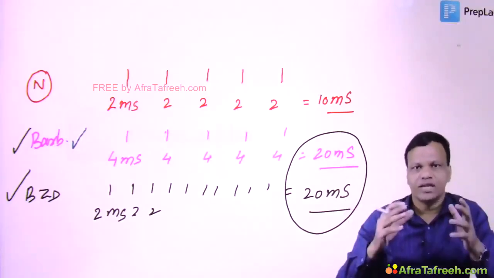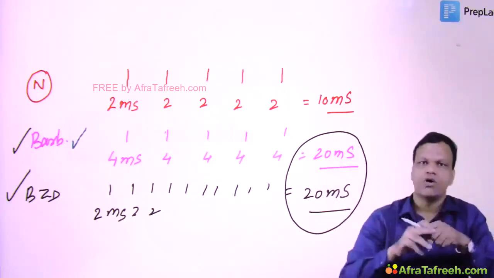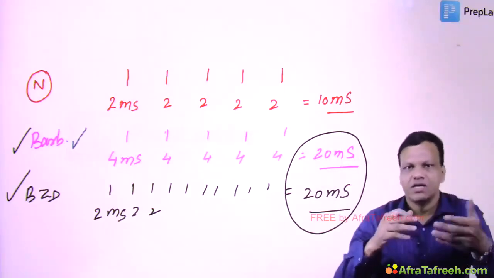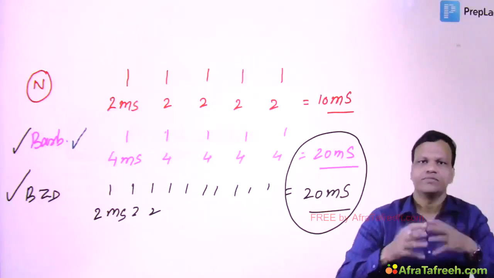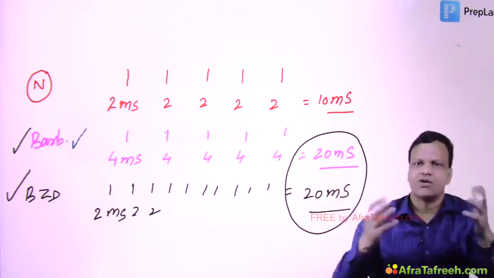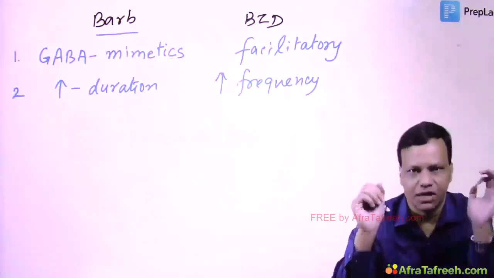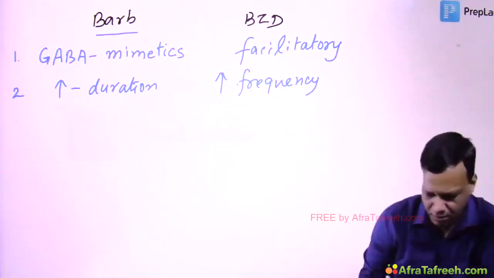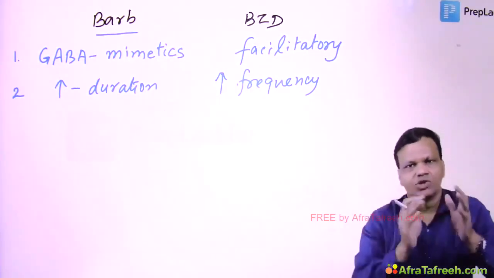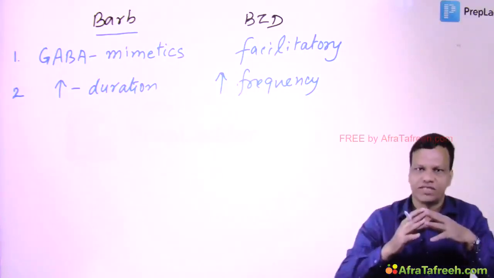But the important thing is, they are constantly ordering, do the work, do the work, do the work. So again and again GABA will keep on binding. So when it binds more number of times, the frequency of opening increases. Okay. On the other hand, barbiturates, they themselves work and they bind for a longer period, so they open the channel for a longer time. Is it clear? So the major differences between barbiturates and benzodiazepines: barbiturates are GABA mimetic, benzodiazepines are facilitatory. Barbiturates increase the duration of channel opening, benzodiazepines increase the frequency of channel opening.